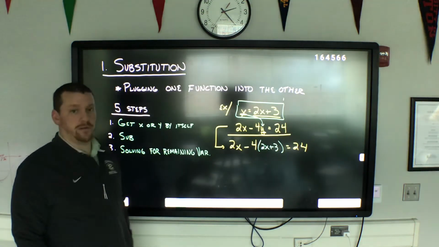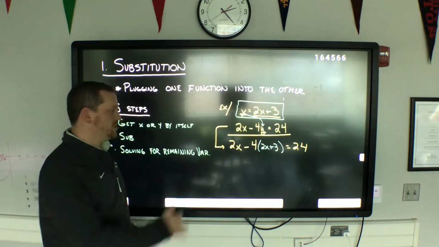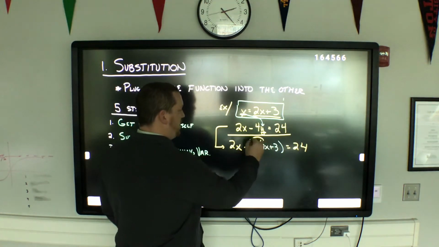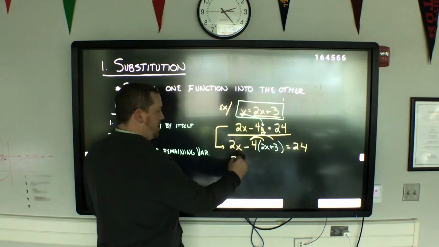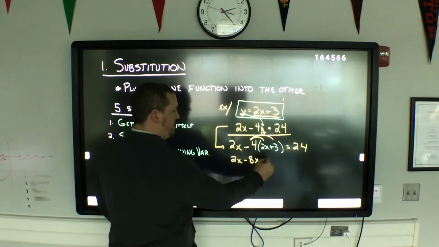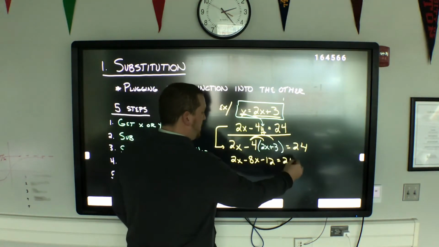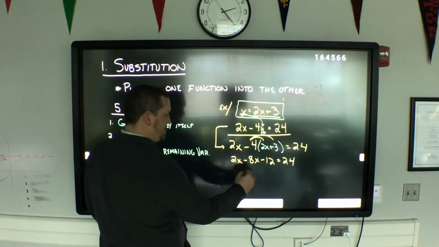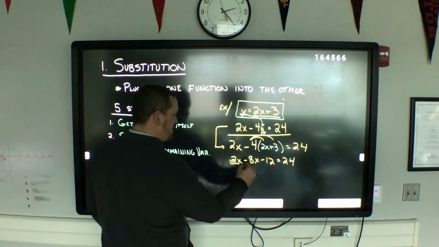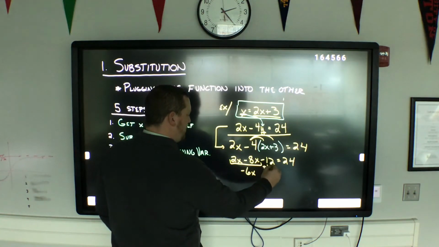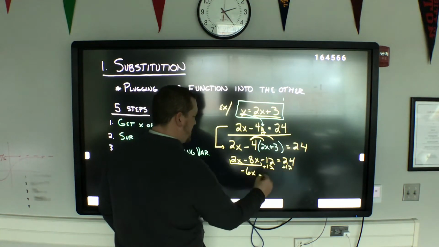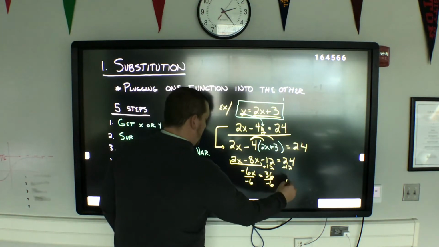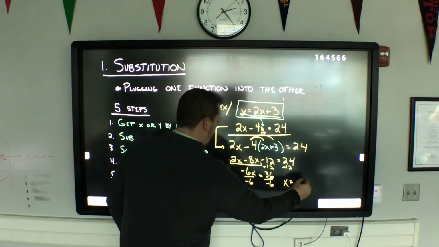And so whether you plugged in an x or you plugged in a y, you're just solving for your remaining variable. So in this case, as we go through and solve it, we distribute it through. We get 2x minus 8x minus 12 is equal to 24. And then you combine the 2x minus 8x, which is negative 6x. I'm going to add 12 to both sides. Negative 6x is equal to 36. Divide both sides by negative 6 and you get x is equal to negative 6.